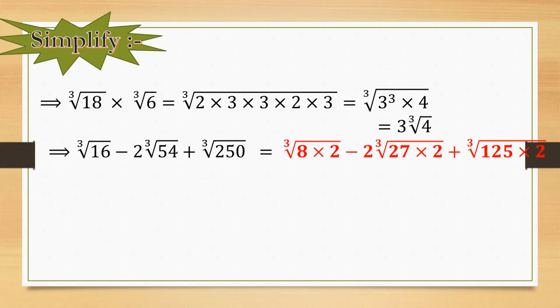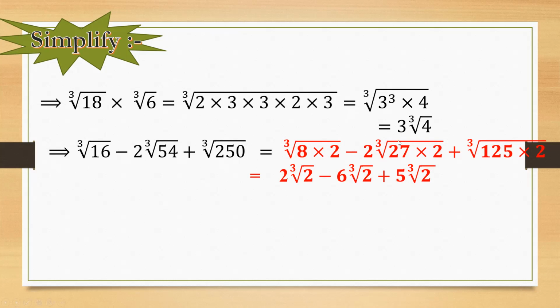250 will be decomposed into 125 times 2. 125 has a cube root. So the answer here: the cube root of 8 will be 2, and 2 has no cube root. It will be 2 times the cube root of 2, because 8 has a cube root, 2. And the cube root of 2 is written as it is, minus 2.